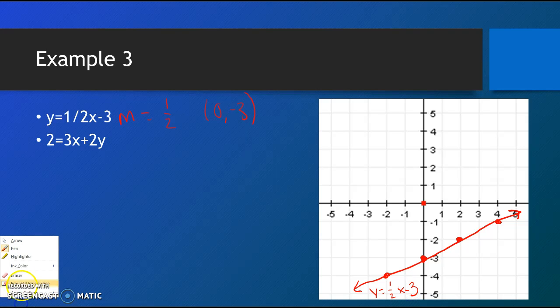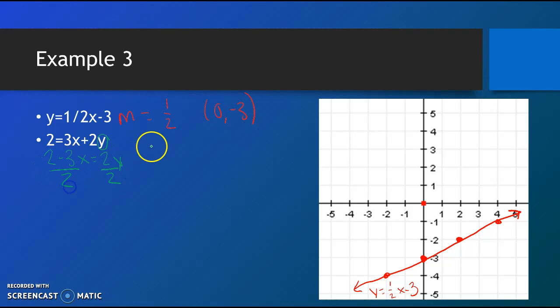Now for our second equation, however, it is not in slope-intercept form, so it's going to be easier for us to write it that way so we can solve it. So we have to start by isolating our y, so we're going to move the 3x to the other side, so we're going to have 2 minus 3x equals 2y, and then again to isolate our y we have to divide both sides by 2. Therefore we're going to get 2 over 2 minus 3/2 x equals y.